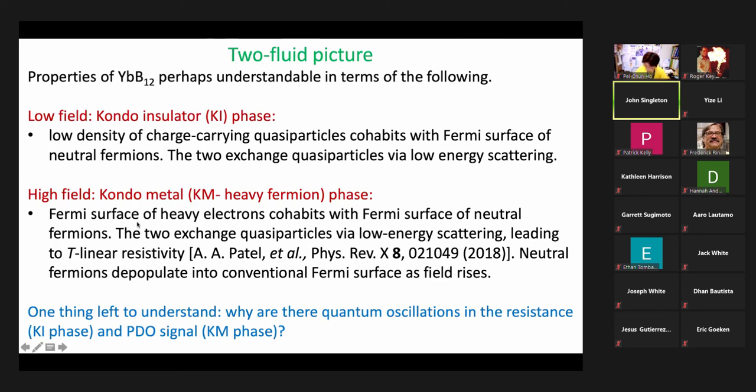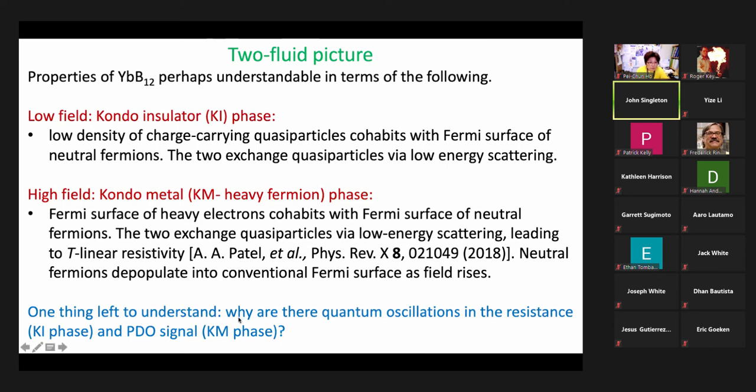In the high field Kondo metal phase, we also have cohabitation. A Fermi surface of heavy electrons cohabits with the Fermi surface of neutral fermions, and the two exchange quasiparticles via low energy scattering, and that gives you this T-linear resistivity. But as you raise the field, the neutral fermions are no longer entirely happy about being neutral fermions, and they're gradually depopulating into the conventional Fermi surface as the field rises. So that's a picture that kind of accounts for our results.